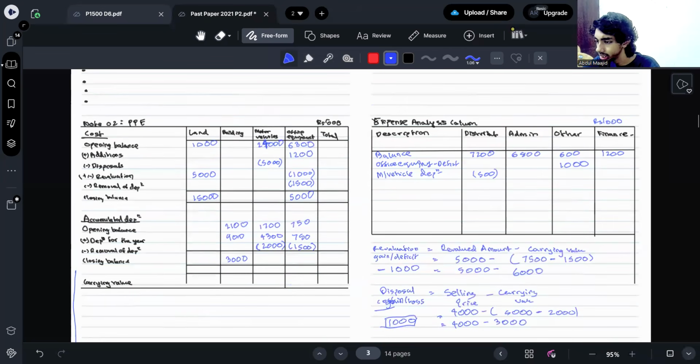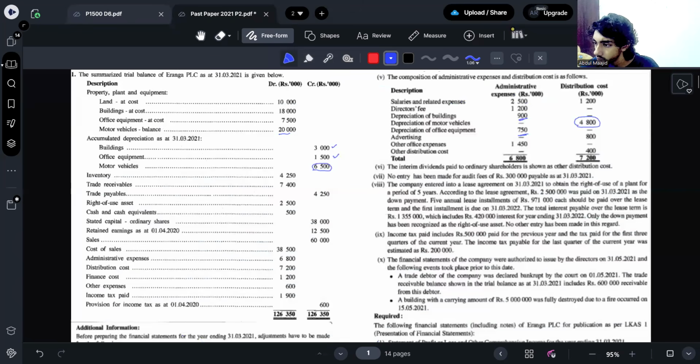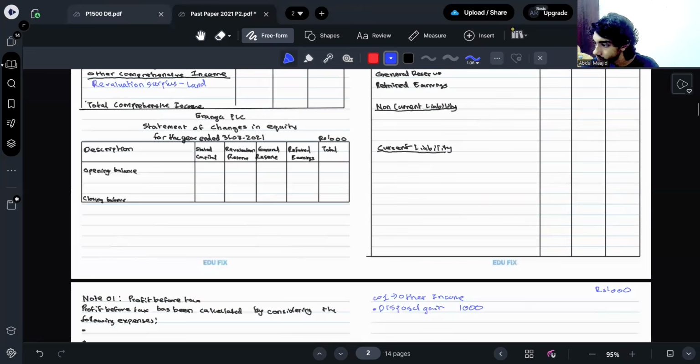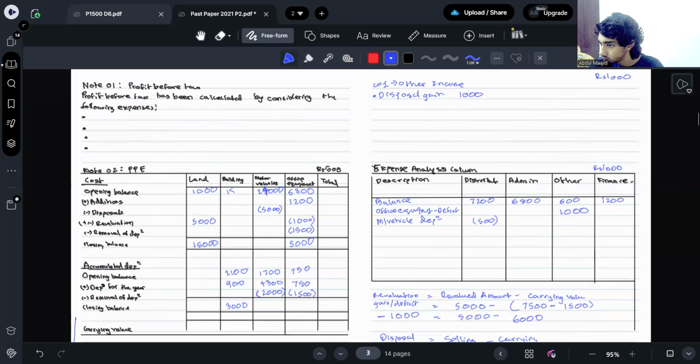I think now we can finalize the PPE account. So building opening balance was 18,000. There was no change for building during the year. 18,000. Then the closing balance also will be 18,000. No change there. Then motor vehicle it's gonna be 19,000. Land doesn't have accumulated depreciation. Office equipment we are revaluing at the end of the year, so accumulated depreciation is gonna be 0. Motor vehicle 1,700 plus 4,300 minus 2,000, that is 4 million.